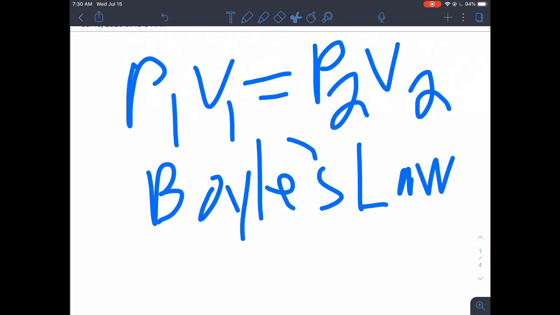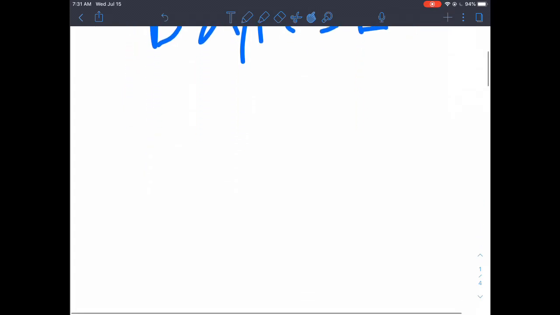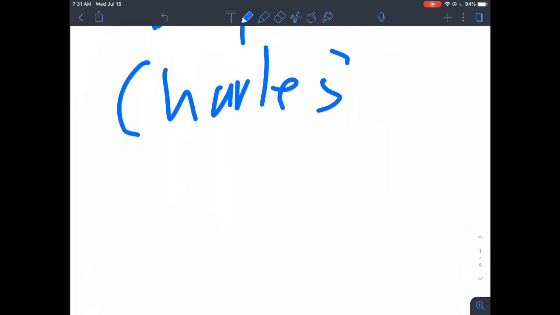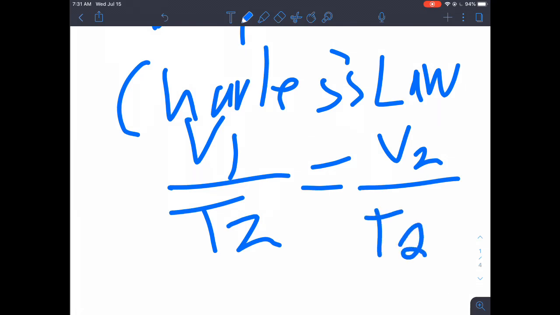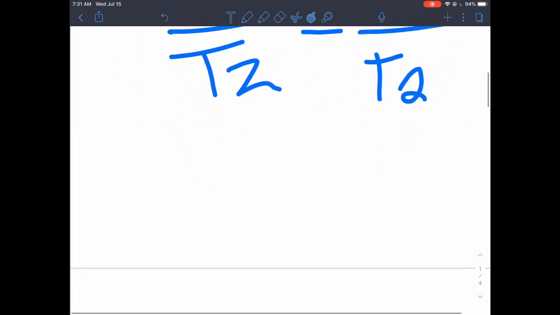Charles's law describes the relationship between the volume and temperature of a gas. This law states that the volume of a fixed amount of gas is directly proportional to its temperature if the pressure remains constant. This relationship can be described in an equation like this. Basically, this means that as the temperature increases, the volume of the gas also increases.